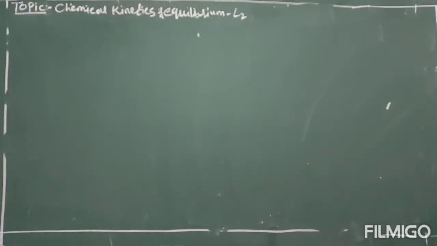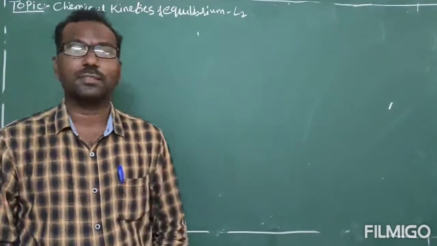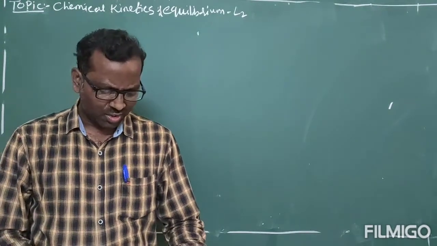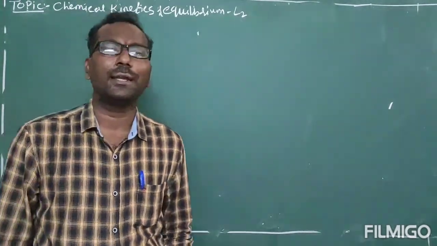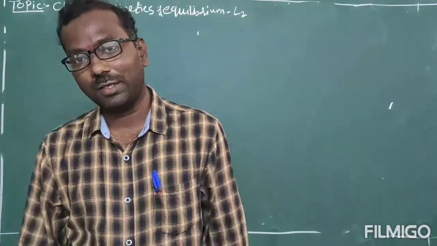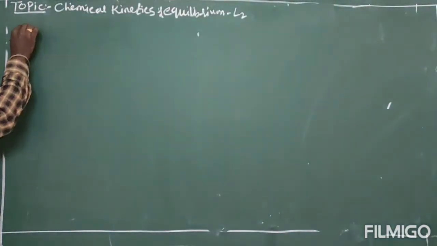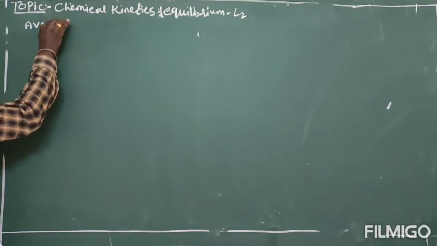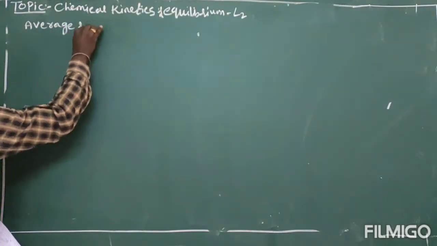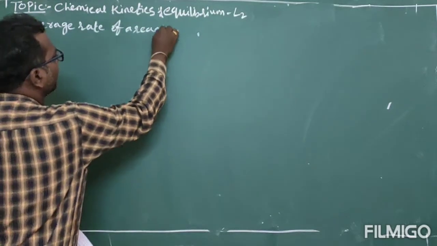Very good morning, children. In the last video, we had an introduction regarding equilibrium, and now we will be discussing some points regarding the equilibrium concepts and how to find the rate of a reaction. All these we will be seeing now. So first, the average rate of a reaction. How to find the average rate of a reaction.